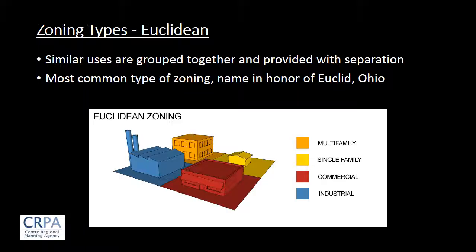Euclidean zoning regulates uses by grouping similar land uses together. Each of the municipalities in the center region utilizes some form of Euclidean zoning as the basis for their regulations. Euclidean zoning is an efficient way of defining what uses can be permitted in different geographic areas.